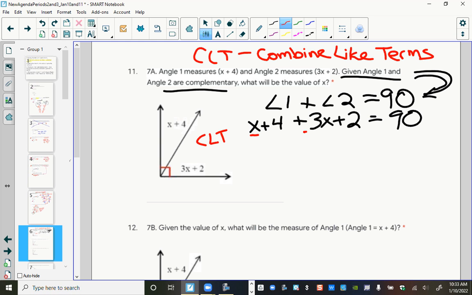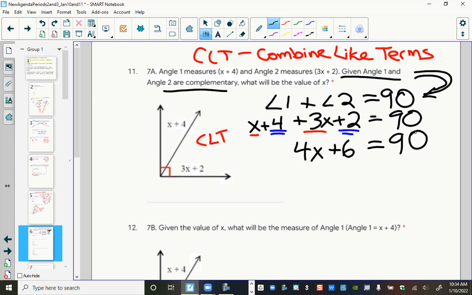Add your x's. And then add the 4 and the 2. So that's how, in the end, you said 4x plus 6 equals 90, correct? That's how we got that, ladies and gentlemen. Because angle 1, which is x plus 4, plus angle 2, 3x plus 2. Took Andy's advice. Combine your like terms. Bang, that's how you get the 4x plus 6. And then once you get to 4x plus 6, you can solve for the x. Just 2 quick steps.